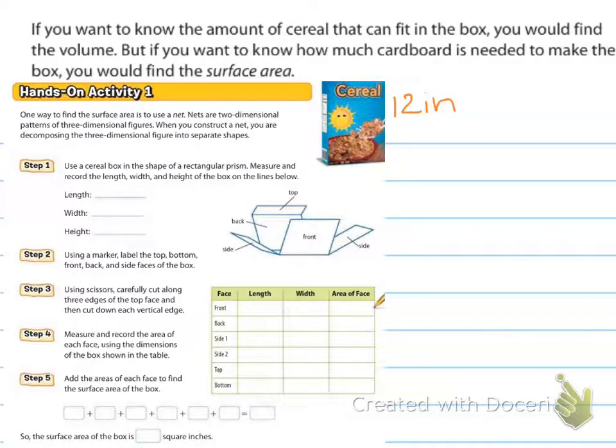So we're going to say 12 inches by 9 inches by 3 inches. Okay, so the length is our 9 inches, our width is our 3 inches, and our height is the 9 inches. And then, using a marker, it wants you to label the top and the bottom, the front and the back, and the side faces of the box. So I'm just going to draw another picture over here.